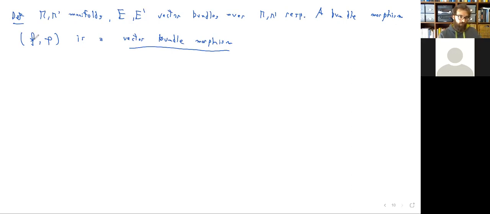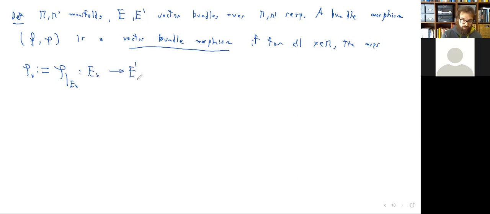if you recall a bundle morphism, you needed this f to be a smooth map, and also this phi to be a smooth map, and you needed everything to commute. But now we have something extra. Basically we ask that the vector space structures are preserved. So for all x in M, the map phi_x, which we define as phi restricted to E_x, is a map from E_x to E prime of f(x). It has this domain simply because this is a bundle morphism, so fibers get sent to fibers. But we ask that this is a vector space morphism, which mostly means just that it is linear.